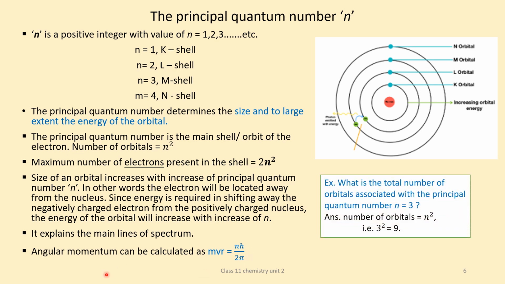Now let us work out a small example. Question: What is the total number of orbitals associated with the principal quantum number n equal to 3? Answer: We know that the number of orbitals is given by n square. So here n is equal to 3, therefore the answer is 9.